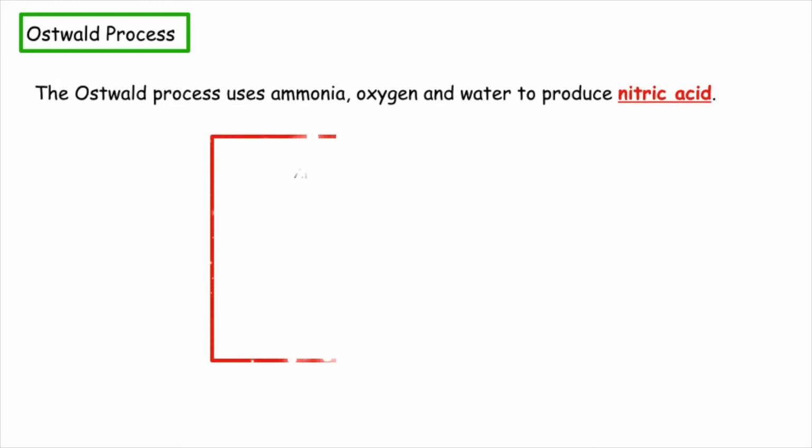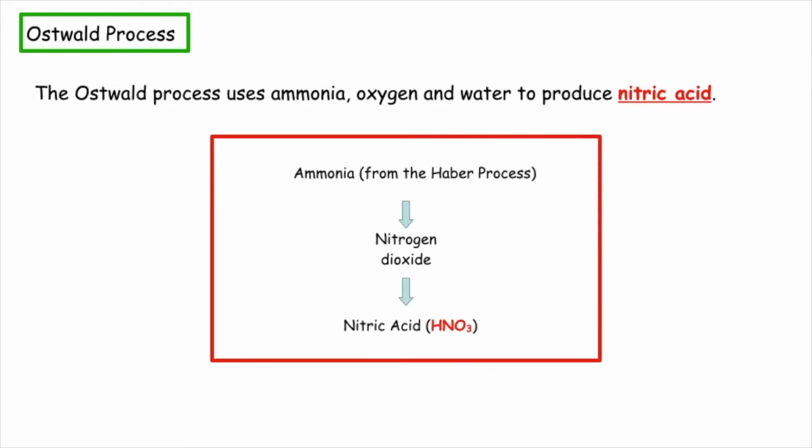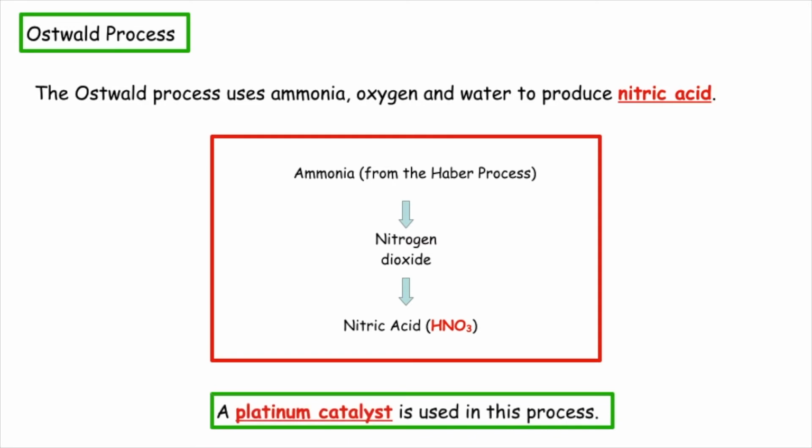The Ostwald process uses ammonia, oxygen and water to produce nitric acid. Ammonia is taken from the Haber process. It's changed to nitrogen dioxide, and when it dissolves in water, it forms our nitric acid, which has the formula HNO3. A platinum catalyst is used in this process.